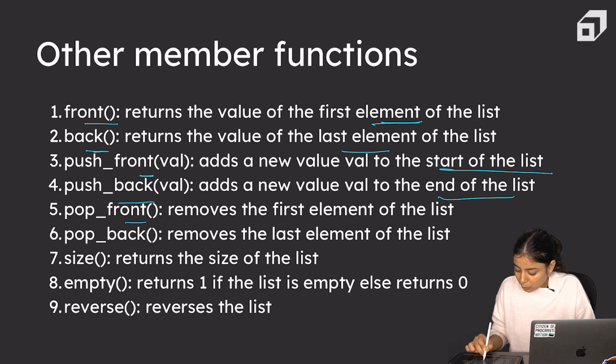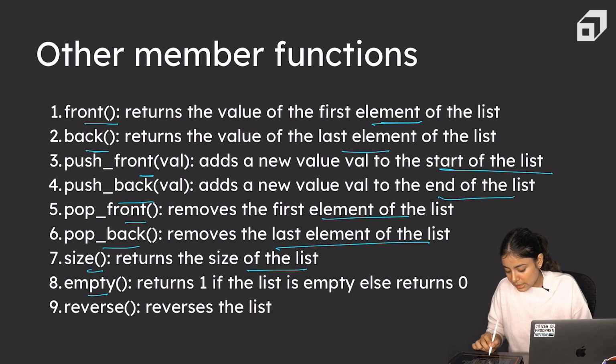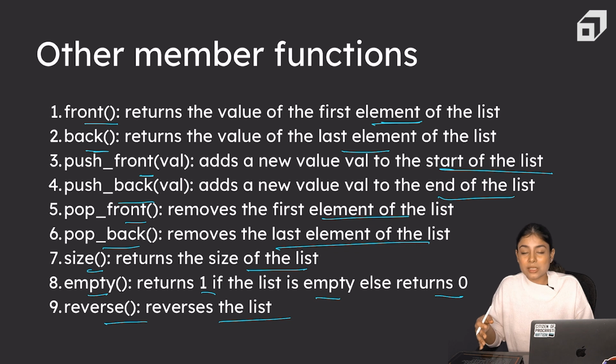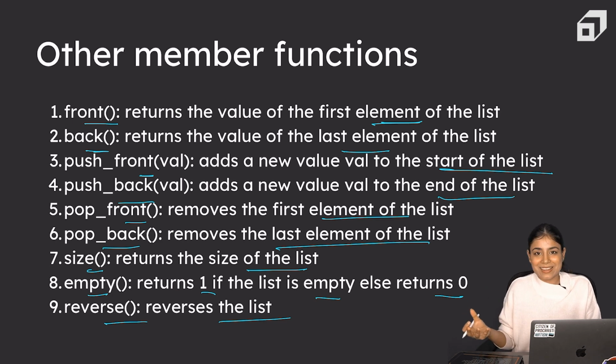Pop front will remove the first element, pop back will remove the last element, size will return the size of the list, empty returns whether the list is empty or not, so 1 if the list is empty or else 0, and reverse is used to reverse the list. Most of these operations we have seen, we've actually implemented these ourselves for linked list, but these functions are inbuilt, which we can use directly when we are using STL.